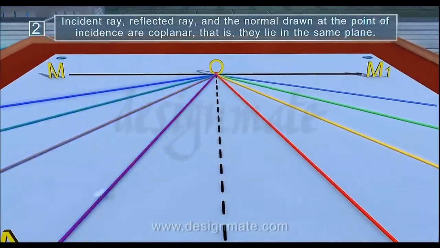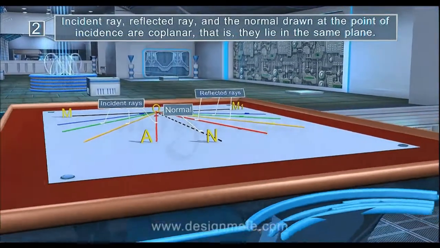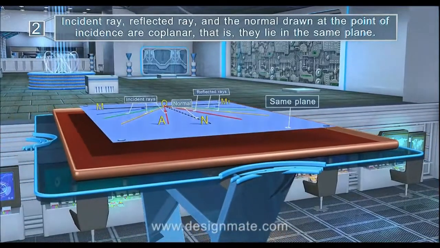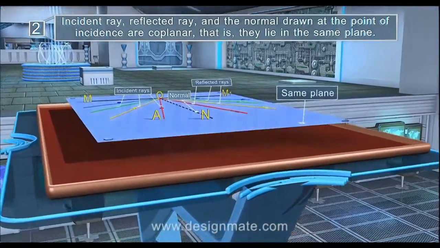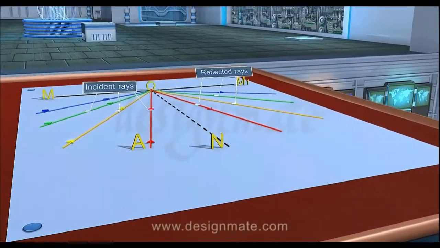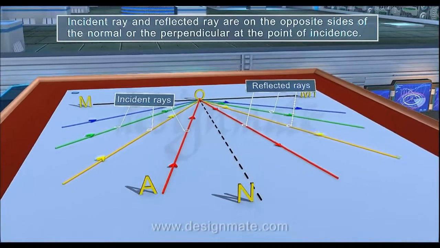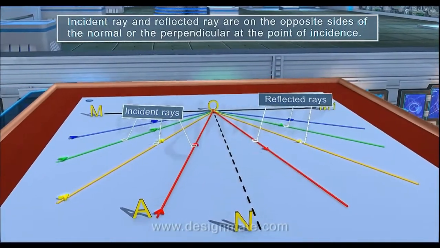2. Incident ray, reflected ray, and the normal, drawn at the point of incidence, are coplanar, that is, they lie in the same plane. Note that the incident ray and reflected ray are on the opposite sides of the normal, or the perpendicular, at the point of incidence.